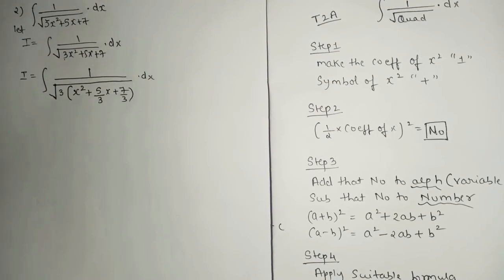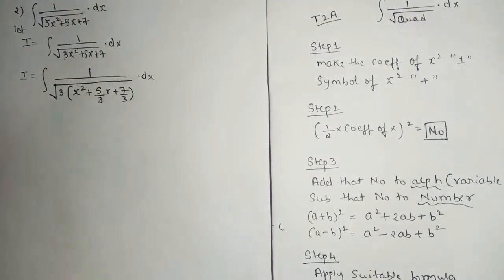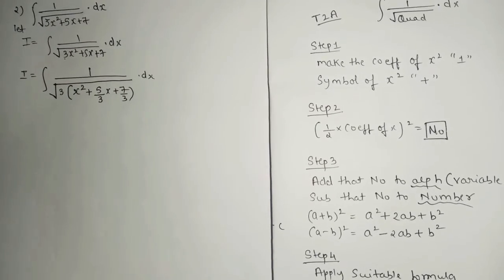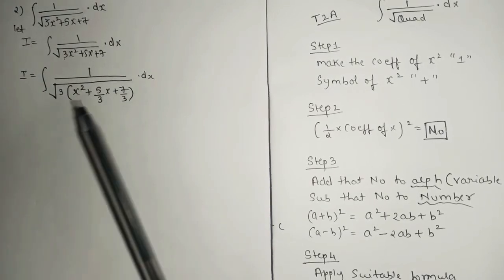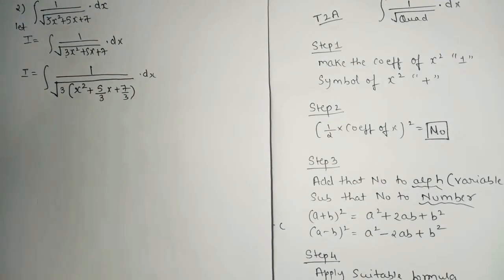There is one more method, but as I told, I will explain the simplest method, as in type number 1a also. I had explained two different methods in which you can make the coefficient of x square 1. Yes or no? So with the simplest and easy method I will go further.